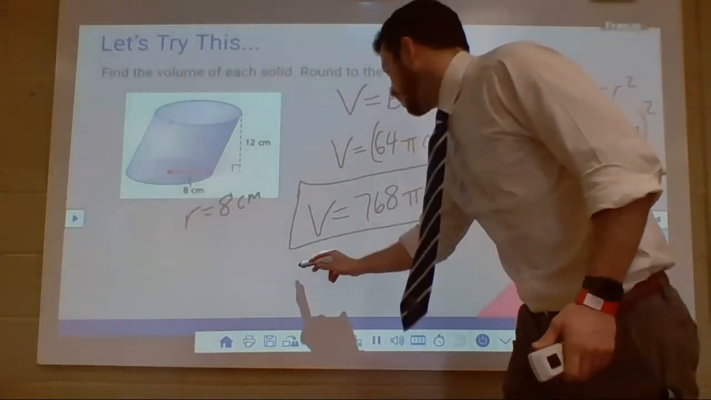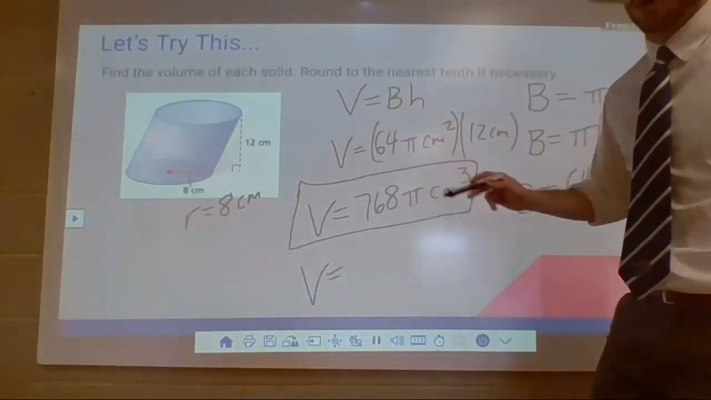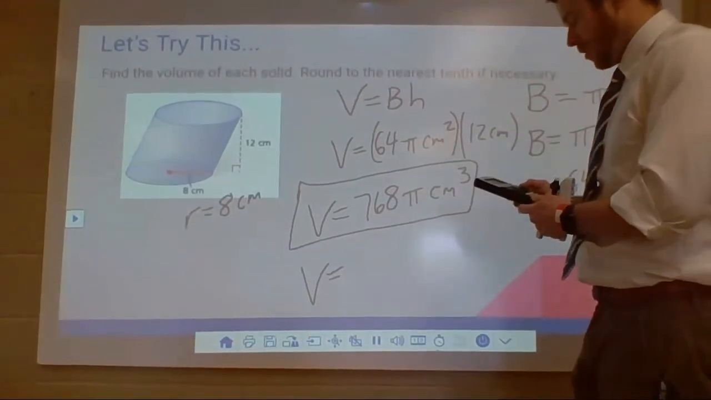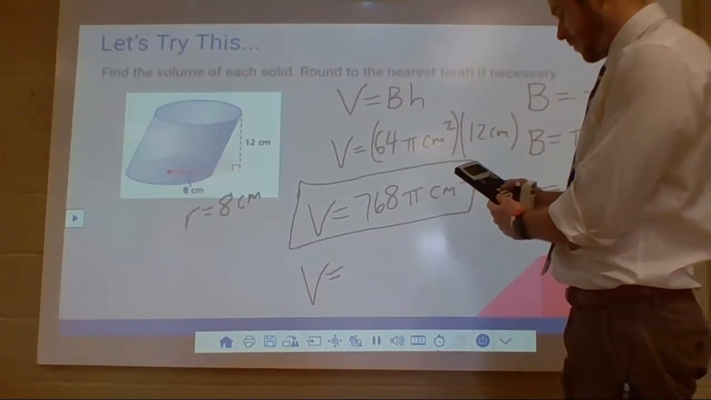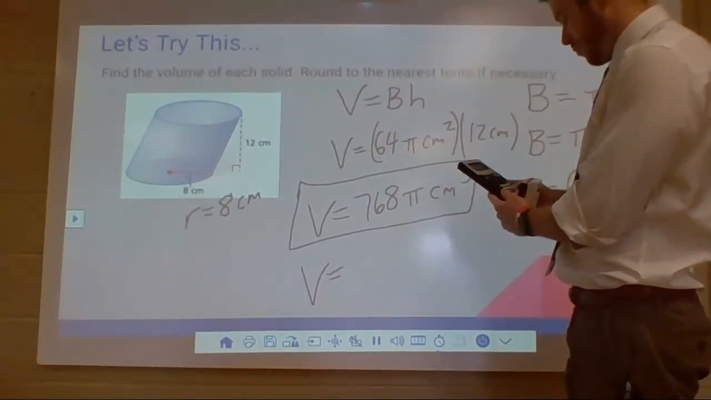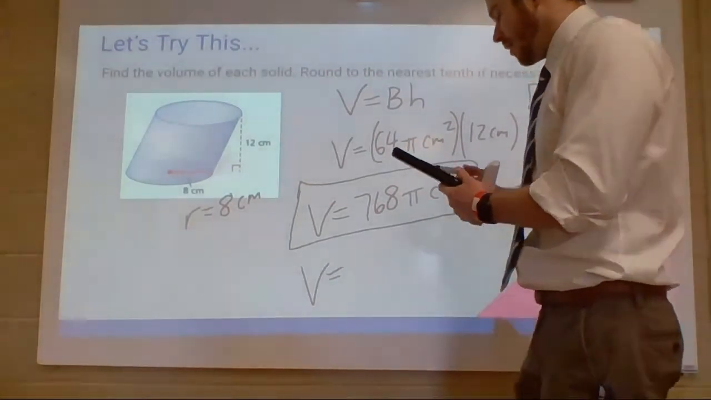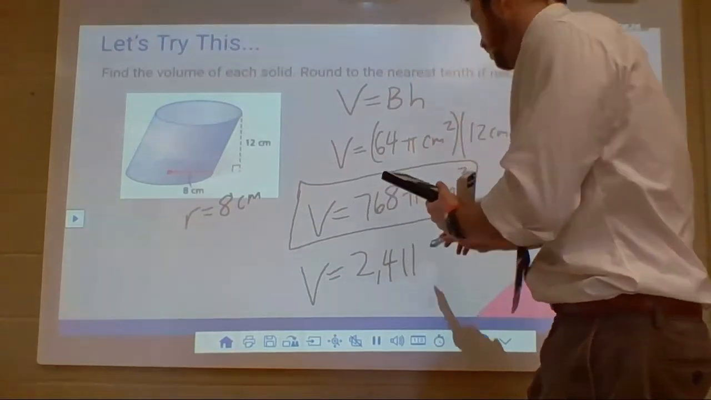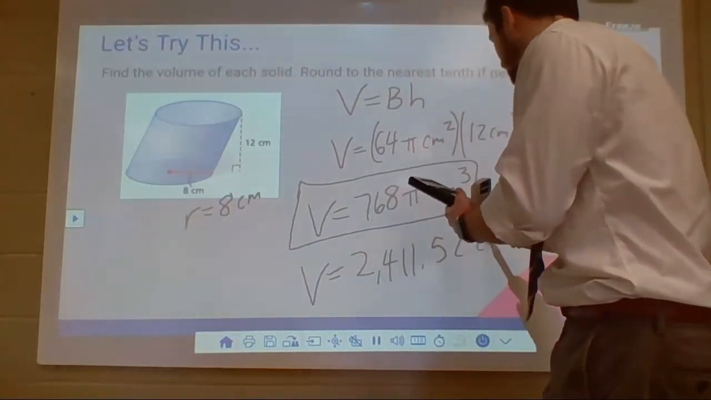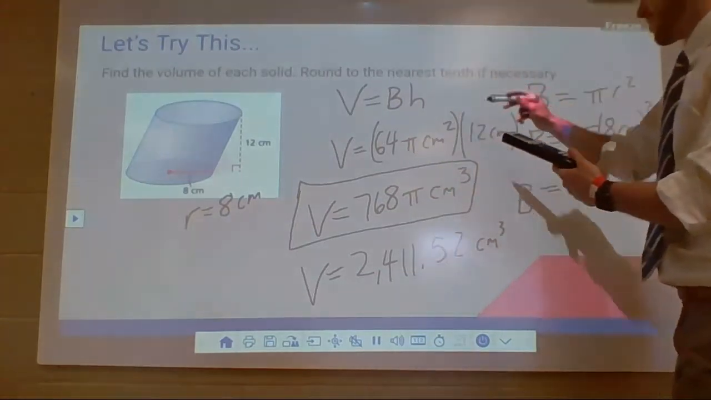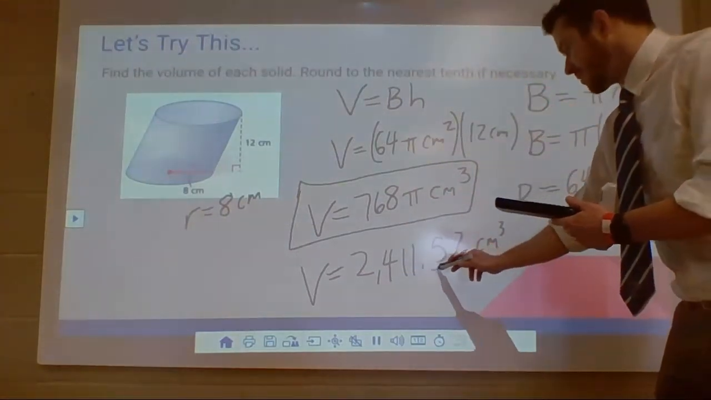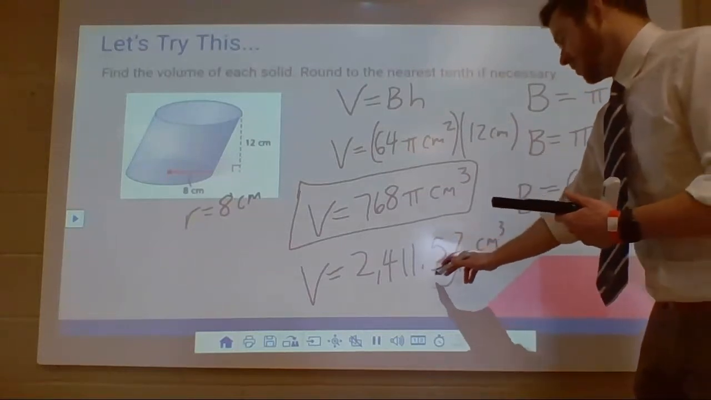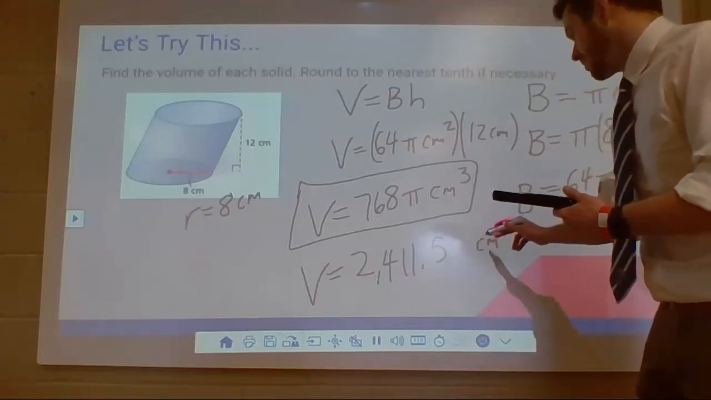Now, we can substitute 3.14 in for pi. Remember, pi rounds to about 3.14. So all I'm going to say here is 768 times 3.14. Put that in my calculator. I get 2,411.52 centimeters cubed. But it says round to the nearest tenth. 5 is in the tenths place, so let's look at the 2. Is it going to stay at 5 or round up? It's going to stay at 5 because 2 is closer to 0 than it is to 10.